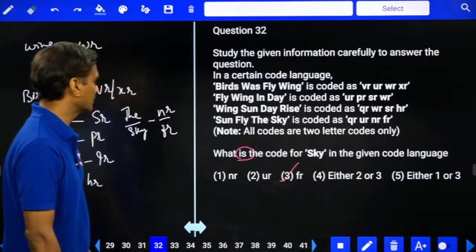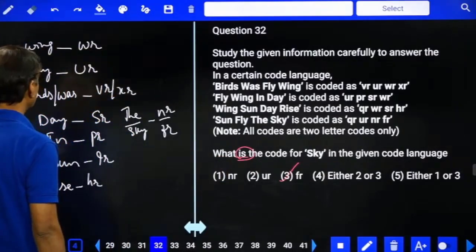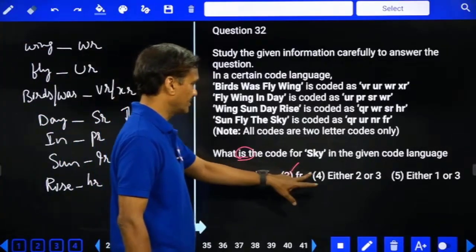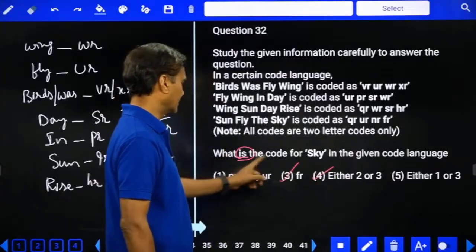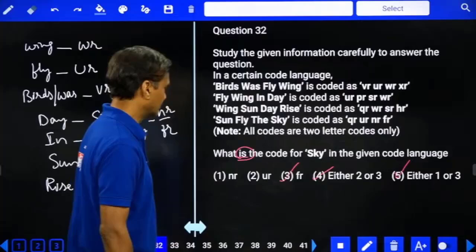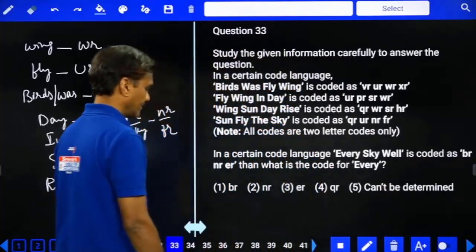Then 32, what is the code for sky? 'Is' means definite code. Then sky, where is sky here? Either NR or FR. Either NR or FR, either 1 or 3, choice 5. Then question number 32, it is choice 5. Then next one, 33.